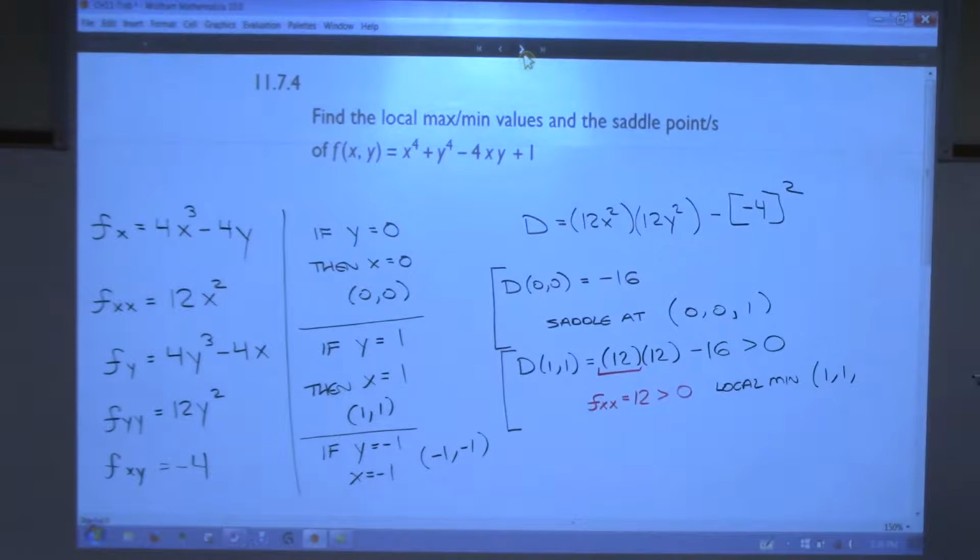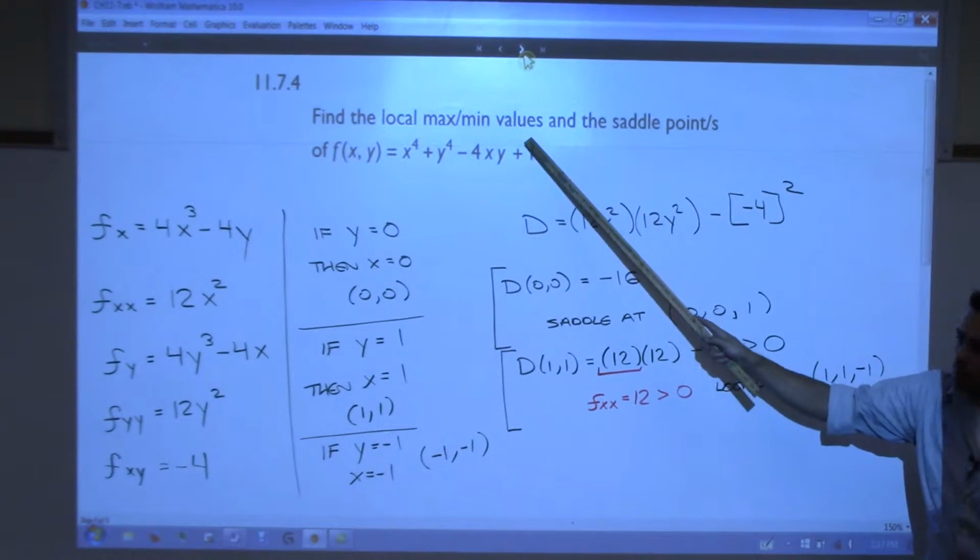You already did it? Is it negative 1? And then you go through. Understand where you got this from? Just plug 1 for x, 1 for y in there. You should get negative 1.